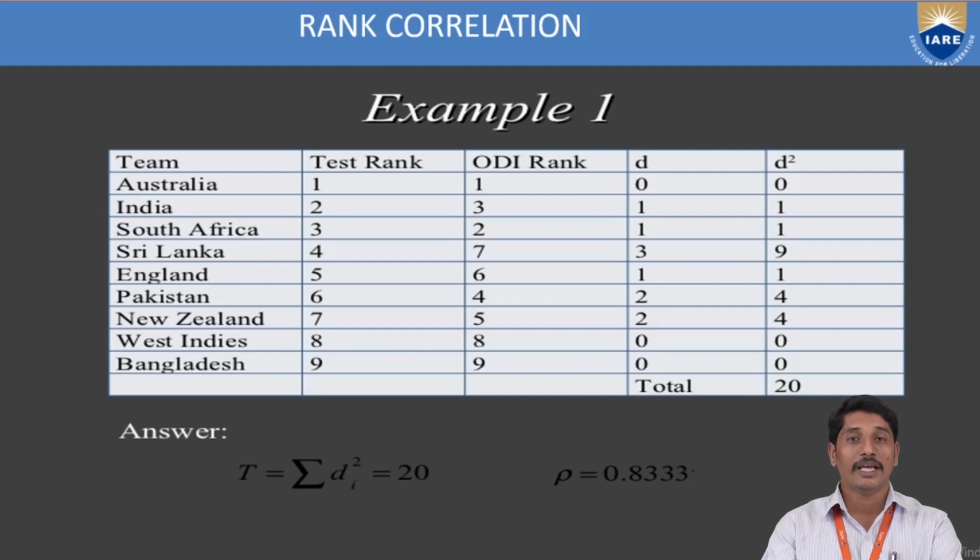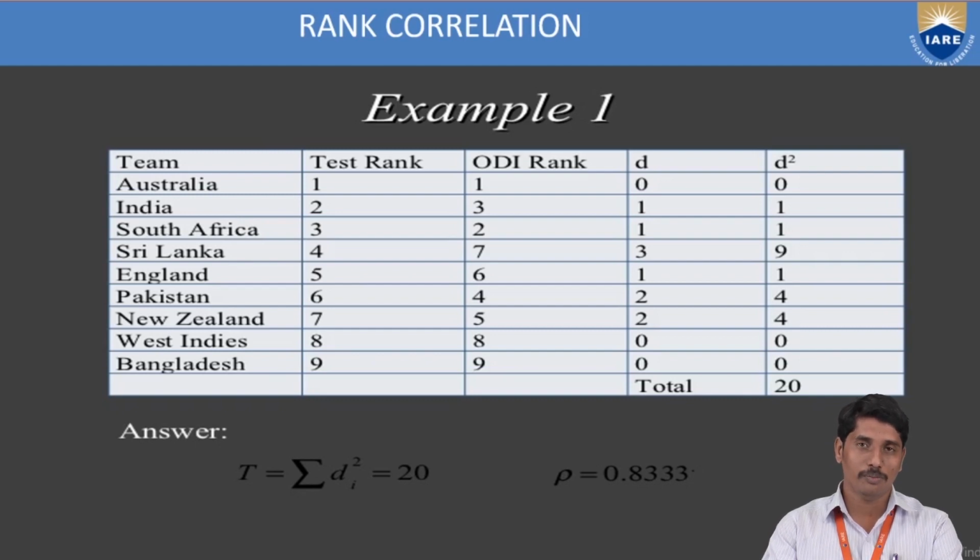That means 83% degree of relationship between x and y. That means x and y are positively correlated. That is, test performance and ODI performance are always positively correlated. And the degree of extent of relationship is 83%. In this way, we can conclude the data.